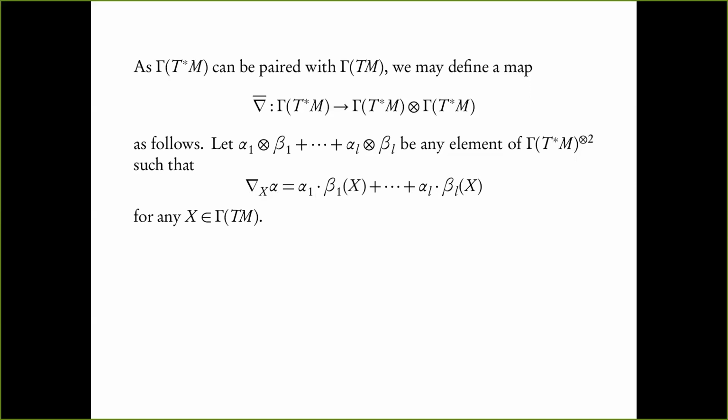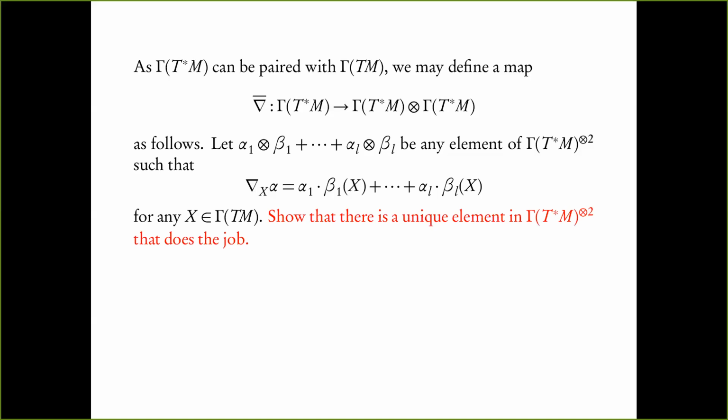Okay. So that's going to be my definition of nabla bar. Nabla bar of alpha is going to be this finite sum. And this clearly lives in sections of T star tensor sections of T star. I haven't talked about why there's an element to begin with or why there's a unique element. But if there is an element, I'll define nabla bar of alpha to be this element of sections of T star M tensor sections of T star M, all right?